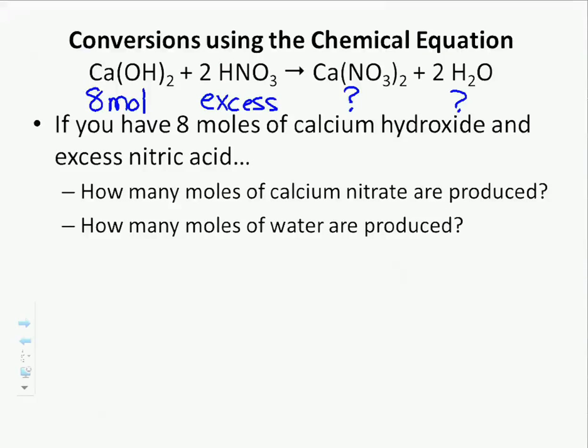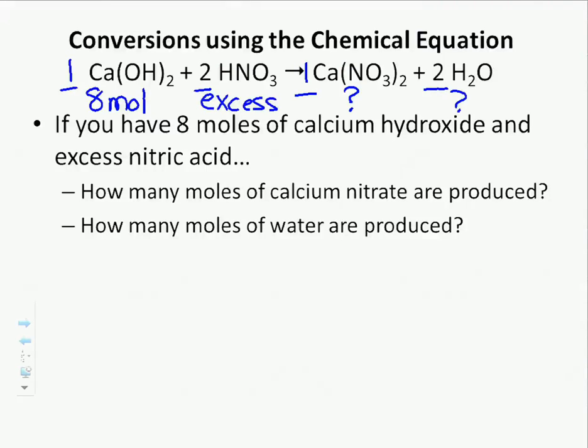So notice, we don't start out with 1 mole here in the equation. So what we need to do is utilize a new type of conversion factor, a conversion factor that relies on the coefficients of our balanced chemical equation to figure out how many moles theoretically of product you have based on a given amount of reactant.